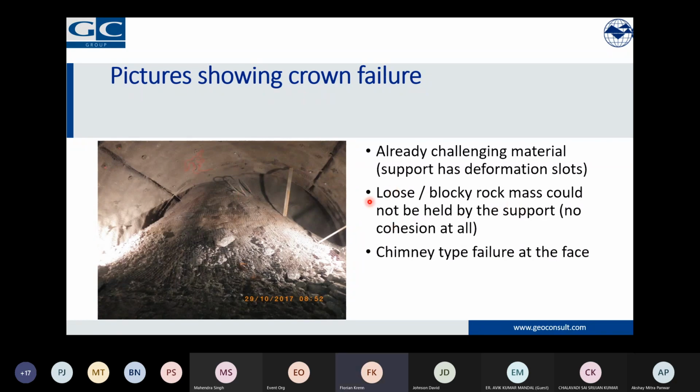So it seems that this loose and blocky rock mass could not be held in the limited area where it came through the support, and then this chimney type is going up very quickly. And again, you see a few major blocks, but the rest looks like gravel, which has come in.